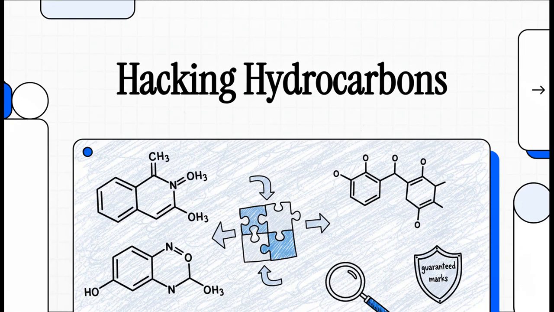Okay, let's jump right in. We're about to hack one of the most dreaded chapters in all of JEE Main chemistry, hydrocarbons. Seriously, forget trying to memorize a million different reactions. Today, we're building a game plan to absolutely conquer this topic and turn it into a source of easy, guaranteed marks.